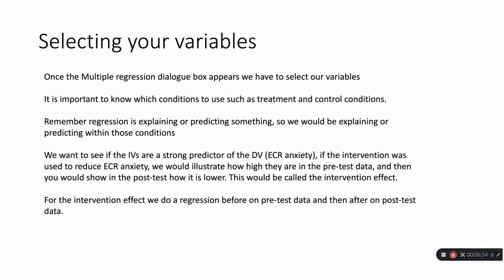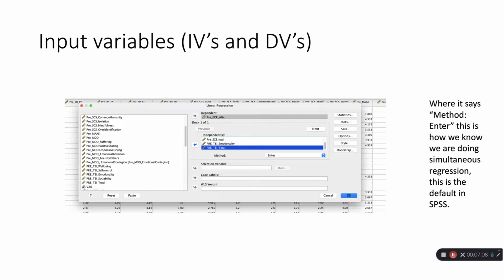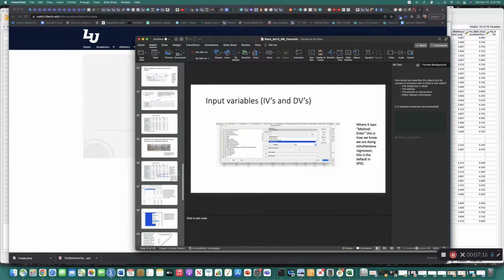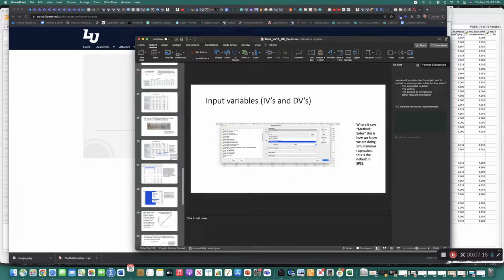Also, for our particular data set, we have pre-test and post-test data. So are we interested in looking at pre-test data or post-test data? Or are we wanting to look at an intervention effect and first look at pre-test data and then look at post-test data? So for the purposes of the example I'd like to show you, I'm going to skip down to just discuss the post-test data.